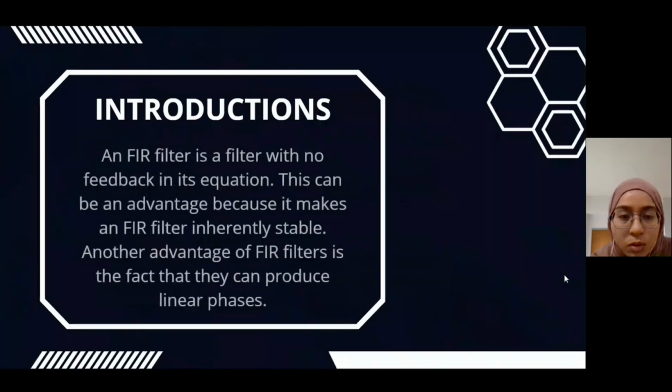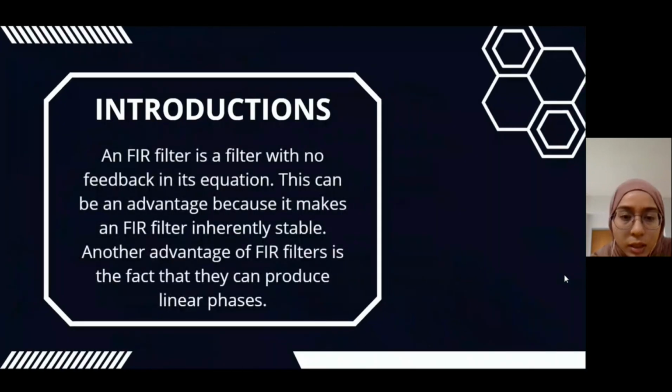Okay, so for the introduction, an FIR filter is a filter with no feedback in its equation. This can be an advantage because it makes an FIR filter inherently stable. Another advantage of FIR filter is the fact that they can produce linear phases.